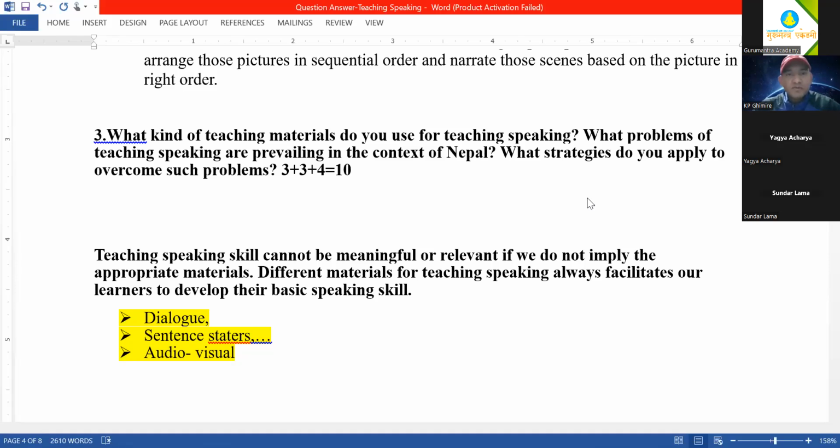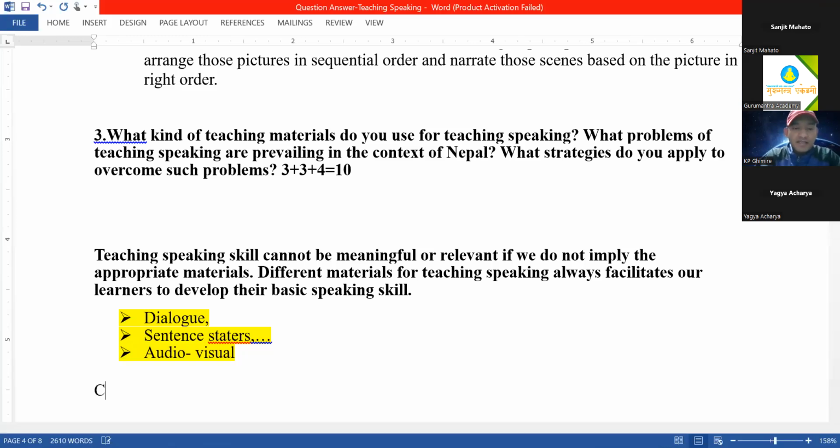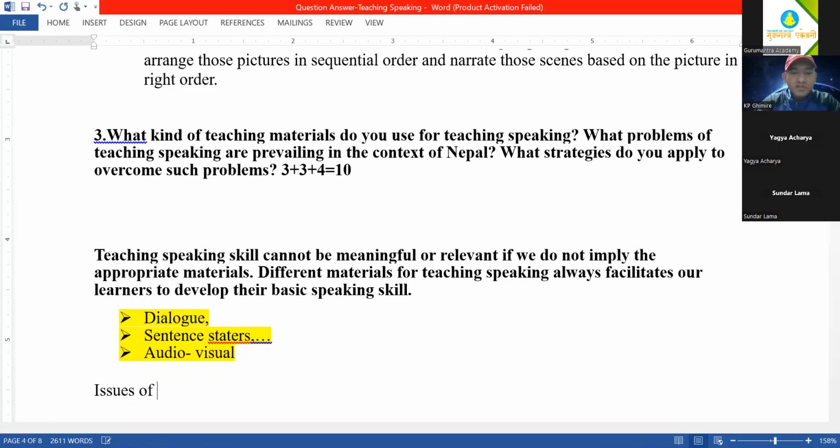Classroom materials could be fruitful. What are classroom materials? If you cannot clarify the concept, abstract things may sometimes puzzle, or they cannot give concrete ideas. So remember, and then you make a list of all these materials. The following are the materials, you write in this way. And the problems, you can explore some problems, challenges, and issues in the context of Nepal. Issues of teaching speaking in the context of Nepal are as follows.